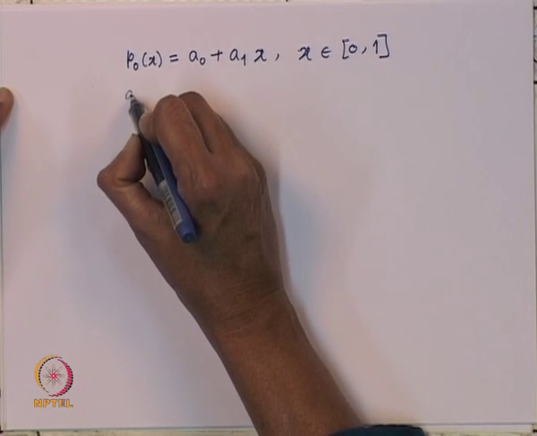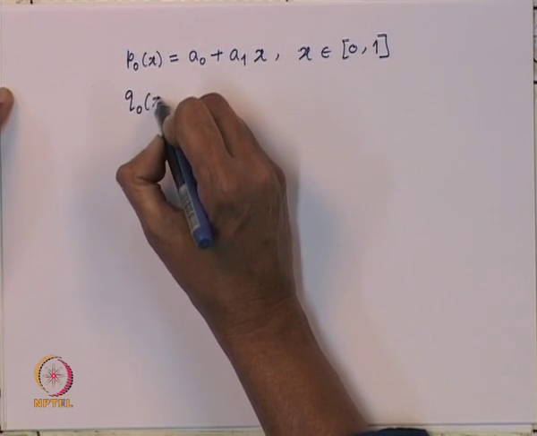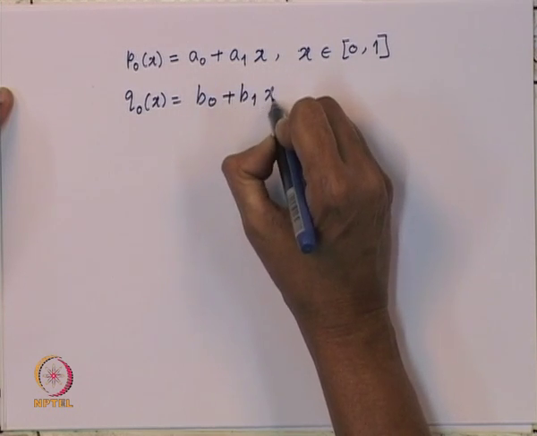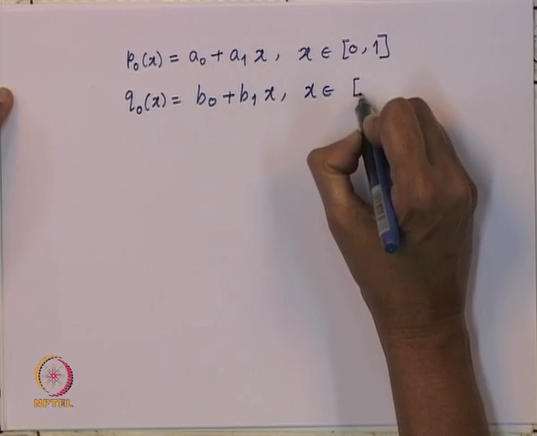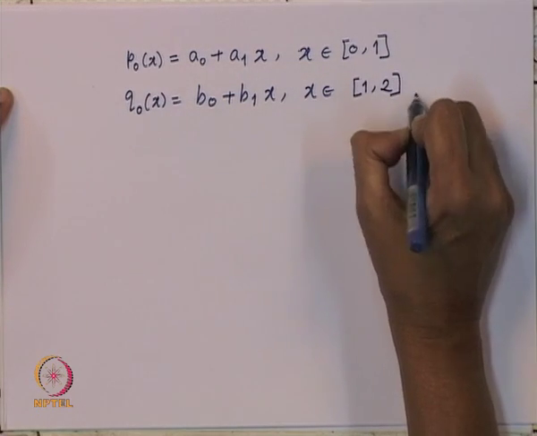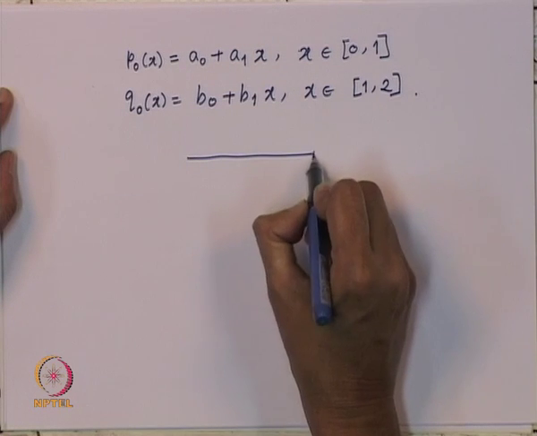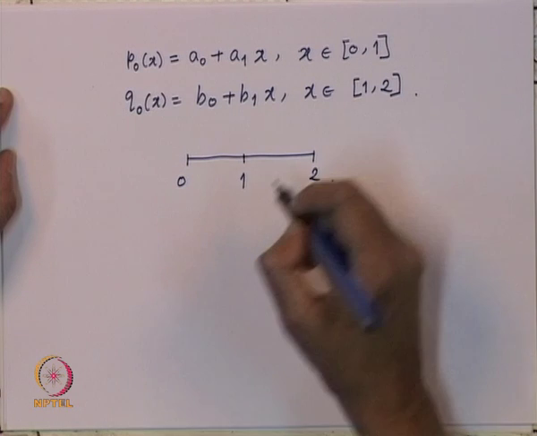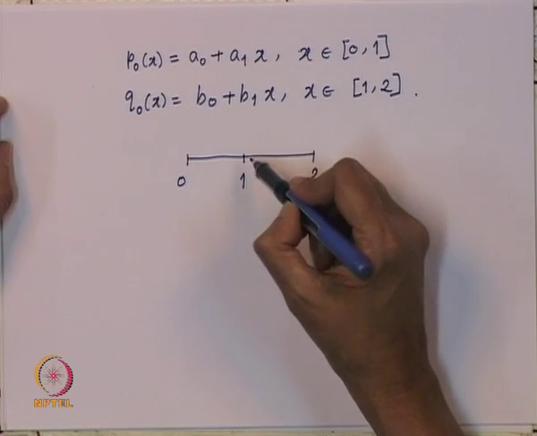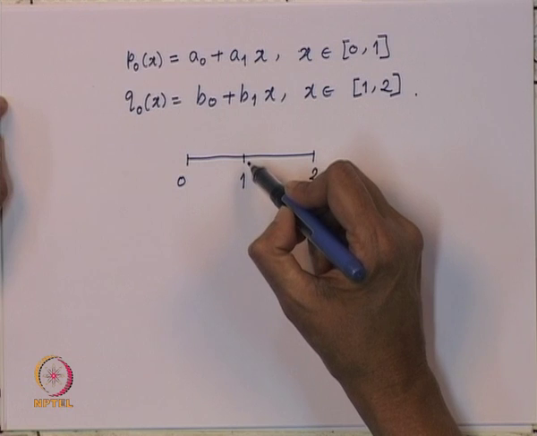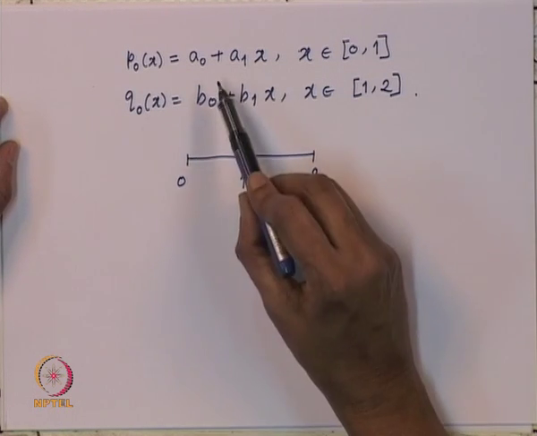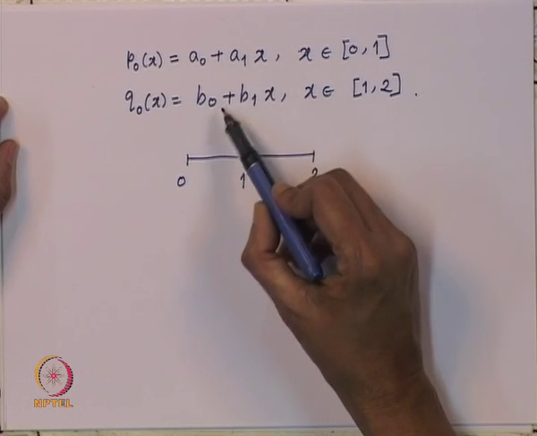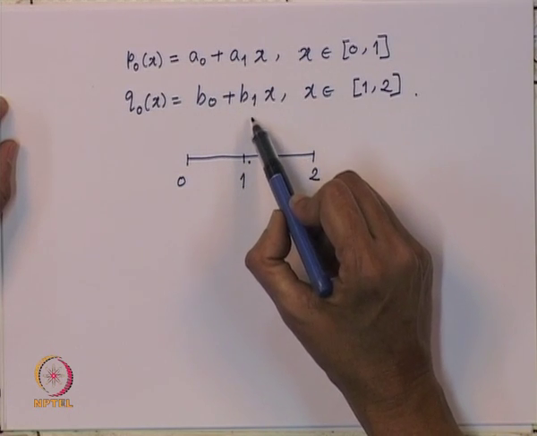Then let q0(x) be equal to b0 plus b1 x, x belonging to [1, 2]. So, we have the intervals 0 to 1 and 1 to 2. If we do not impose any continuity condition at 1, then we have got 4 constants which can vary independently: a0, a1, b0, b1.